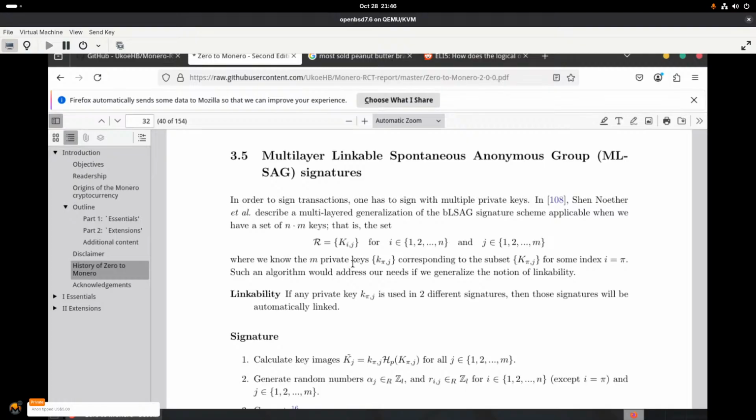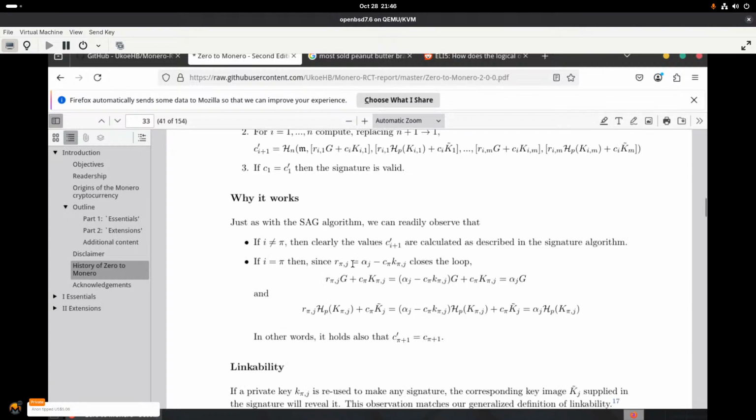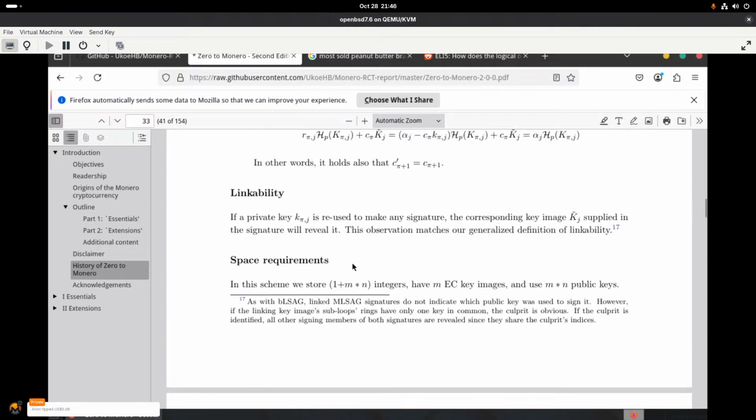In order to sign a transaction, one has to sign with multiple BL-SAG. Linkability: if a private key k_pi is reused to make any signature, the corresponding key image will reveal it. The obfuscation matrix is a generalization of the definition of linkability. In this scheme, we store n m plus 1 integers and have m key images and use n times m public keys.